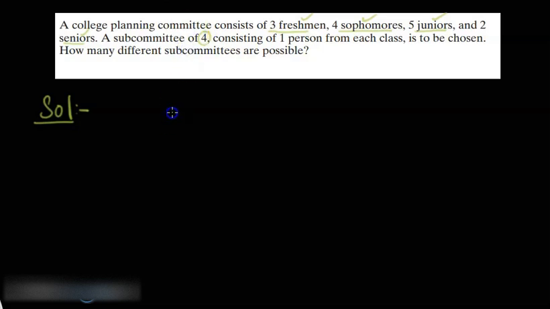So, you have to make a subcommittee in such a way that it will consist of 4 members, and these 4 members will be such that 1 person will be from each of these 4 classes. Like, out of these three freshmen, you choose 1, and out of these 4 you pick 1, and out of these 5 you select 1, and out of these 2 you select 1.